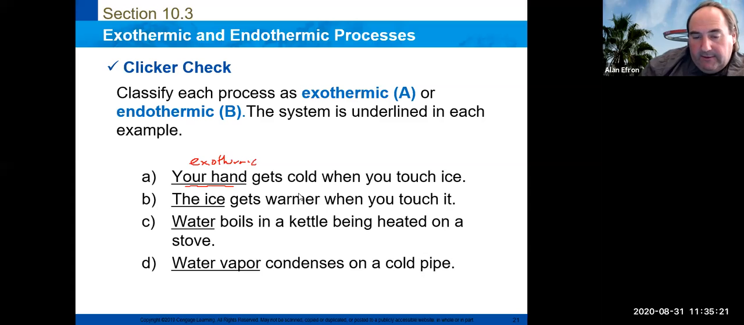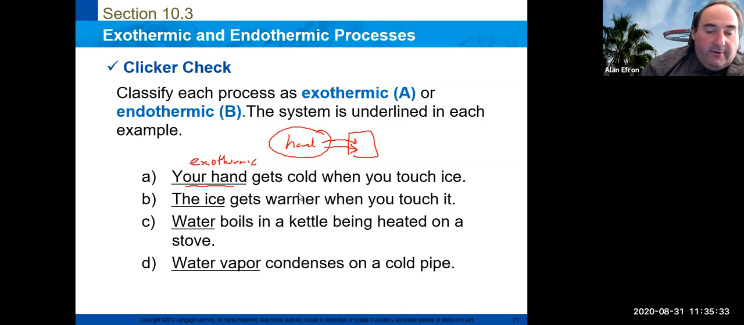When you take your hand and you touch the ice, your hand is warmer than the ice, which means energy is going to be lost from your hand to the ice. And your hand will start to feel cold because of that, because you now lost all that energy. That's why you have the sensation of feeling cold, because it's exothermic in terms of your hand, which is the system.